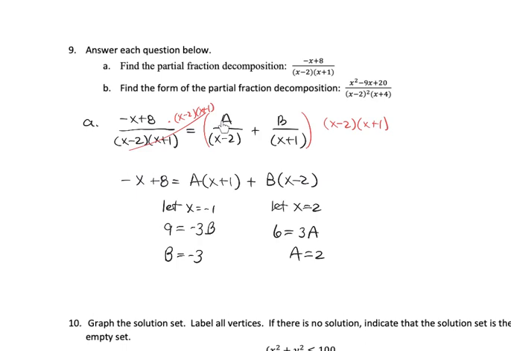So if a equals 2 and b equals negative 3, we can write the partial fractions as 2 over x minus 2 plus negative 3 over x plus 1.